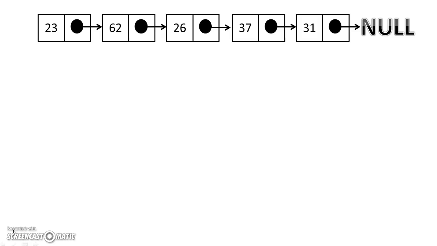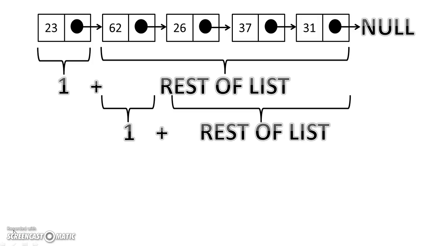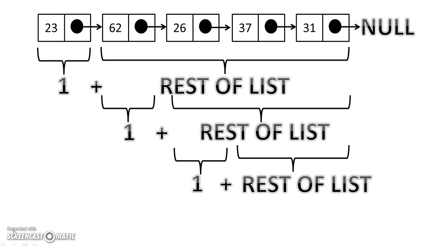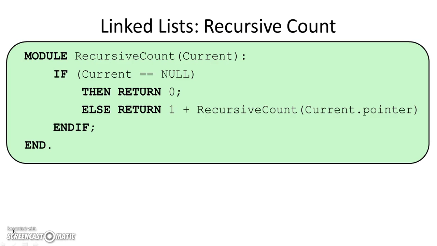If we want to count all the values of the linked list, there's a simple way of counting them. We just count the first value, and then we add whatever the rest of the length of the list is. And how do we determine the rest of the length of the list? Well, we look at the first value in the rest of the list, and that is 1 plus the rest of the list, and the rest of that list is 1 plus the rest of that list, until we get down to just one value, and then it's 1 plus 1 plus 1 plus 1 plus 1. So that's our recursive count.